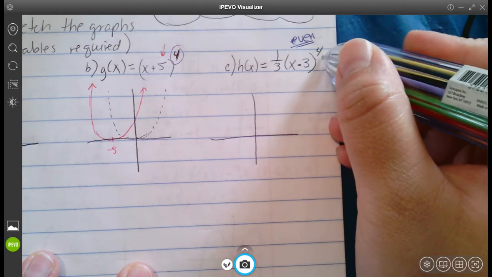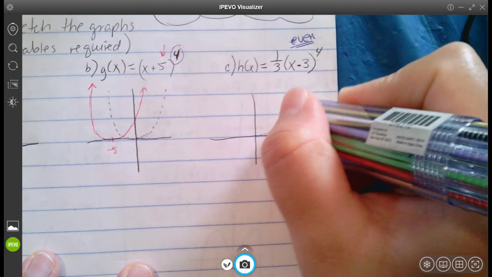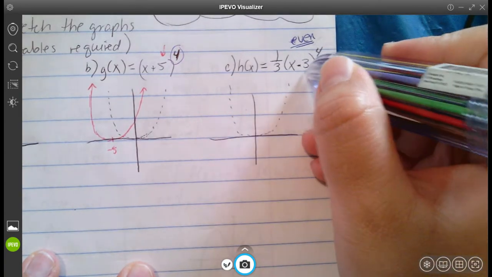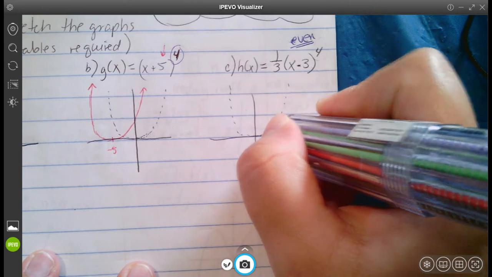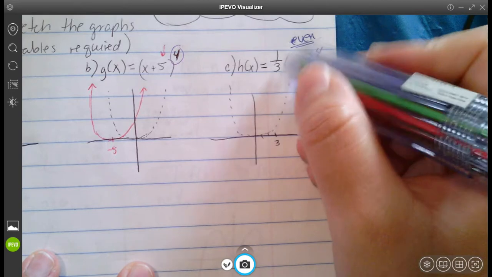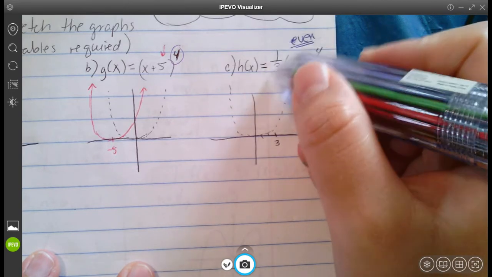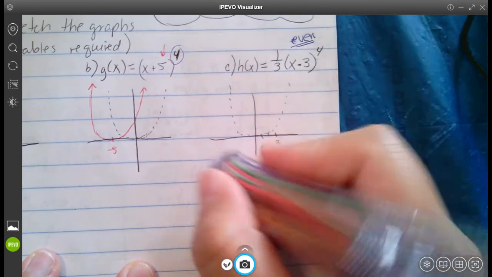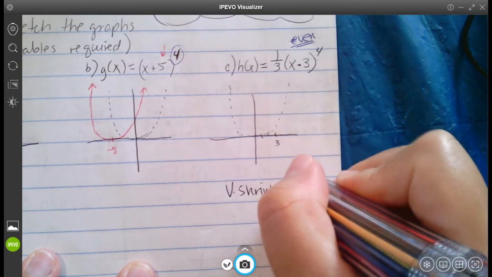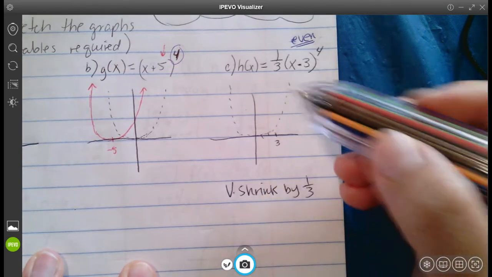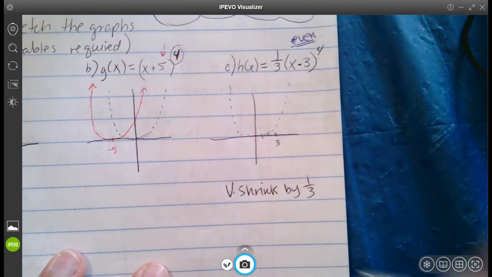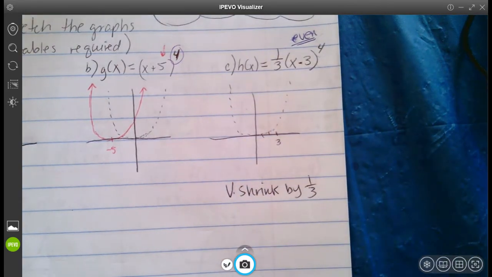So again, since it's x to the 4th, my OG graph is something like that. Okay, something like that. And it's going to be 3 to the right. So let's say 3 is right here. 1, 2, 3, because of this 3 right here. And then it's going to be vertically compressed, or have a vertical shrink by 1/3. This means the graph is going to be squished this way, so it's going to look a little bit wider. So just make sure that we do take note of these changes.